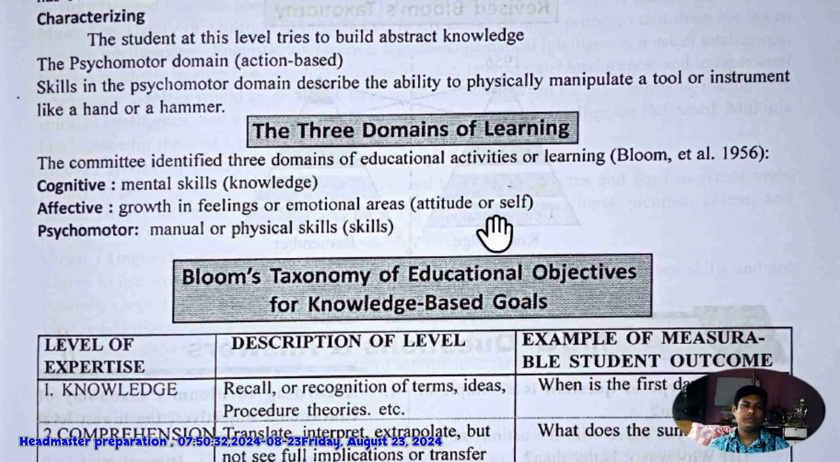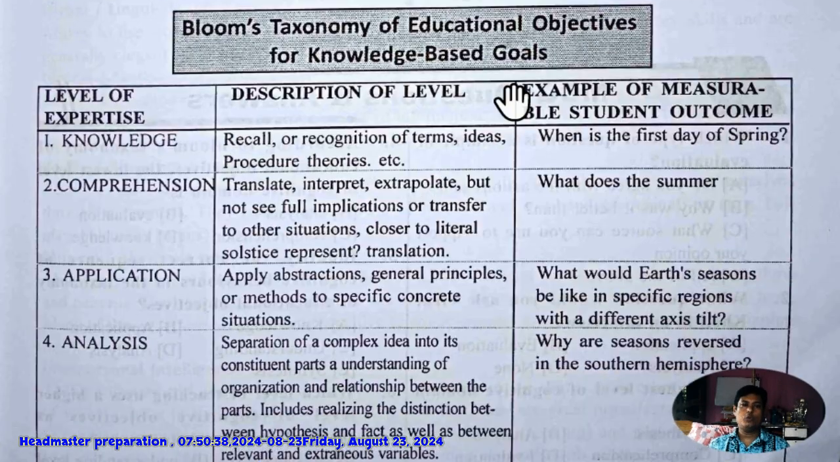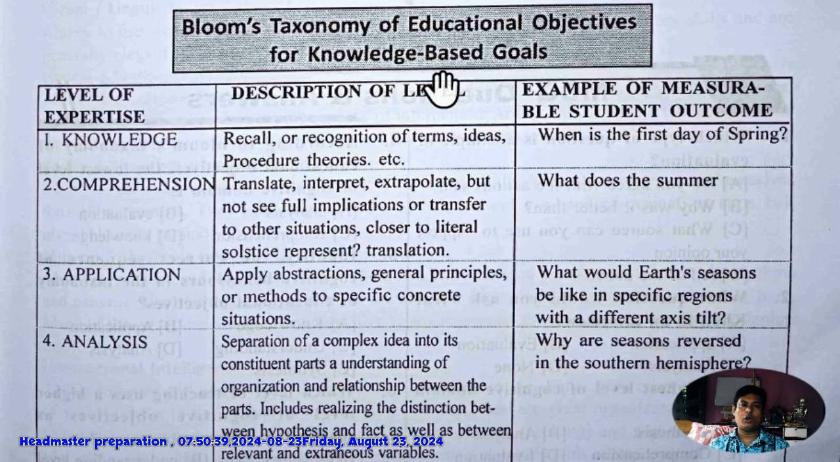Levels of expertise. Knowledge. Description of level: recall or recognition of terms, ideas, procedures, and theories. Example of measurable student outcome: when is the first day of spring?